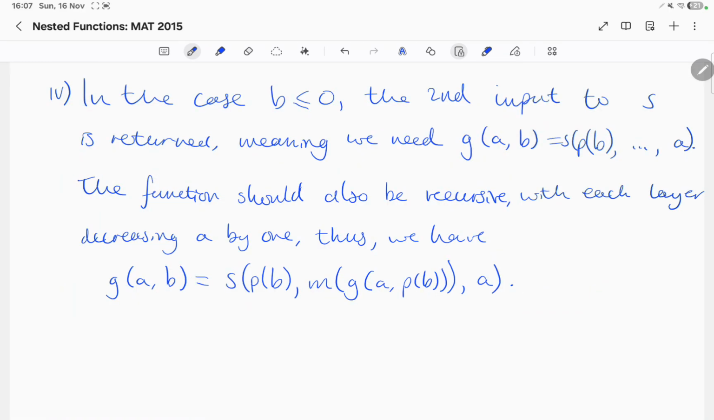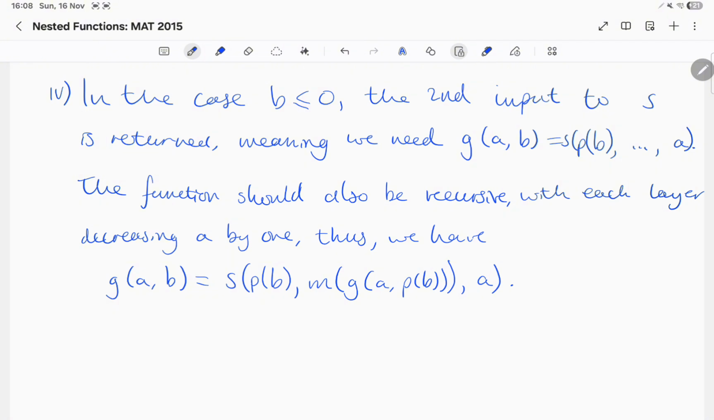In the case where b is less than or equal to 0, the second input to s is returned. However, we do want the case b is equal to 0 to be our base case. Therefore, we need to add 1 to b before recursively calling g. Thus, we need g of a, b to be something along the lines of s of p of b, something we have not yet determined, and a.